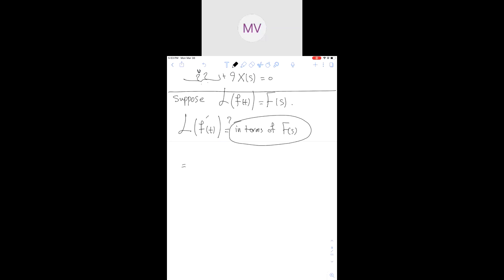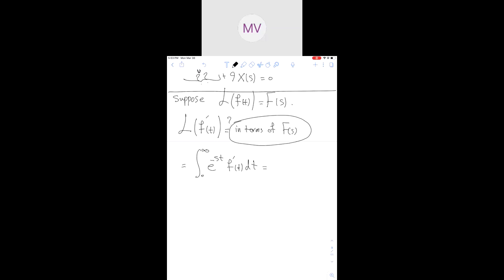Well, we have nothing but the definition of Laplace. So the definition of Laplace was integration from 0 to infinity of e to the negative st. Then the function we use for taking Laplace, in this case, is the derivative of f, and then dt.